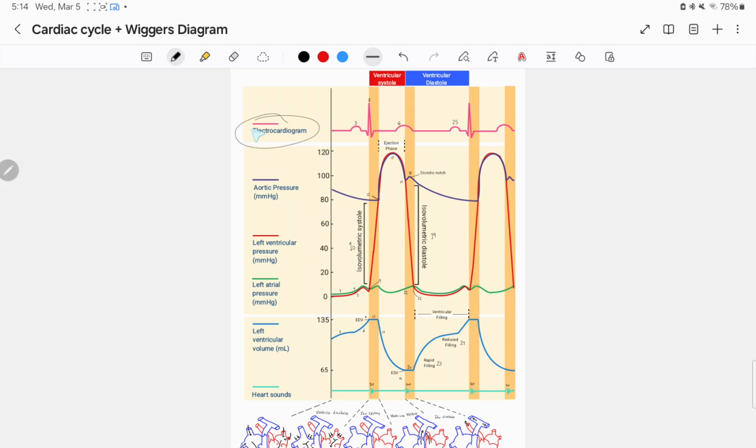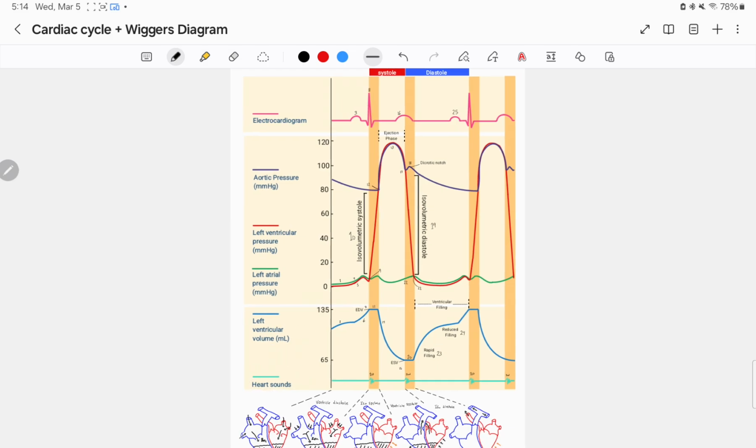It has to look at the electrical activity of the heart via the EKG. It has to look at the aortic pressure, right? Because that's where we're going to push the blood into. We have to look at the left ventricular pressure, the left atrial pressure, and the volume of blood in the left ventricle. And of course, we have to look for any heart sounds, okay?